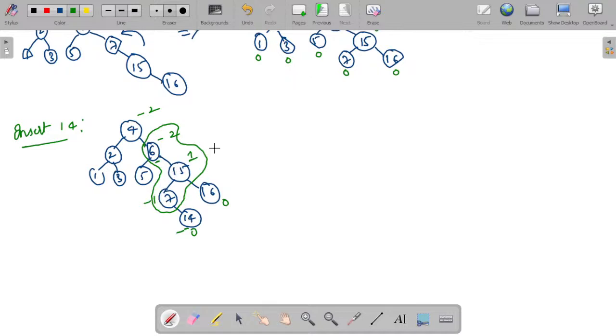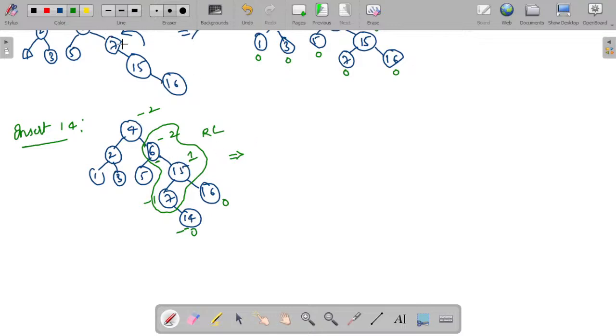Now what rotation should be performed? We should be performing an RL rotation, a right left rotation, because we have inserted 14 into the left subtree of the right subtree of 6. 14 is connected to 7, which is the left child of the right subtree of 6. So here we should be performing an RL rotation. First we will perform a right rotation between 7 and 15, and then a left rotation between the updated node, which is 7, and 6.